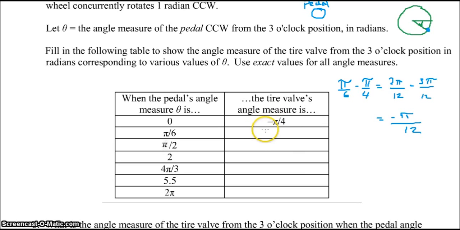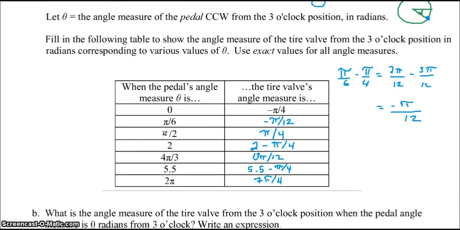So that's our angle here. And likewise, just subtract pi over 4 from each of these, and we get pi over 2 minus pi over 4 is pi over 4. This one let's just keep as 2 minus pi over 4. 4 pi over 3 minus pi over 4 comes out to 13 pi over 12. This one let's just keep it as 5.5 minus pi over 4. You could get decimals if you really want. And 2 pi minus pi over 4 is 7 pi over 4.